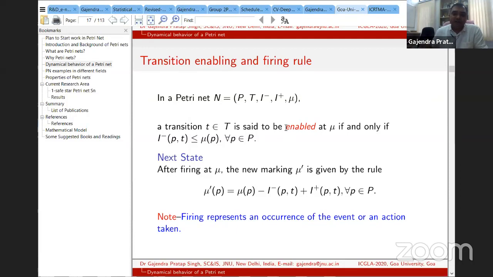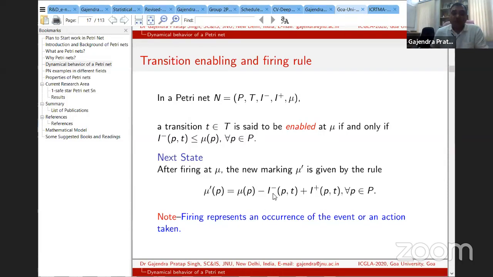Enabling a transition doesn't mean that the transition is always fired. It totally depends on whether the event actually takes place; then we can fire. Otherwise, the transition may be enabled but not fired. Enabled does not mean firing. After firing, suppose the transition is enabled and you want to fire and the event actually takes place, the new marking, let us suppose mu dash, can be expressed as mu of p minus I minus, the arc from place to transition, plus I plus, the arc from transition to place, that we have to calculate for every place.